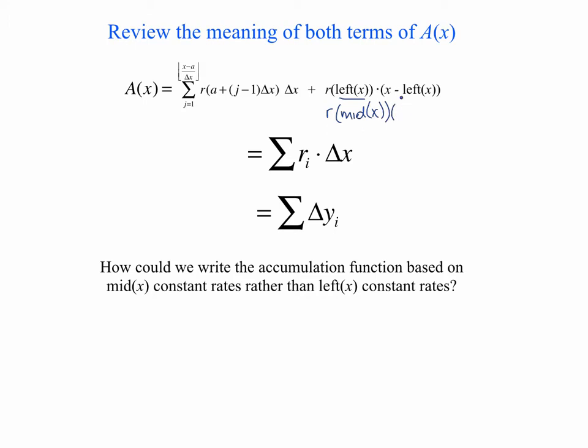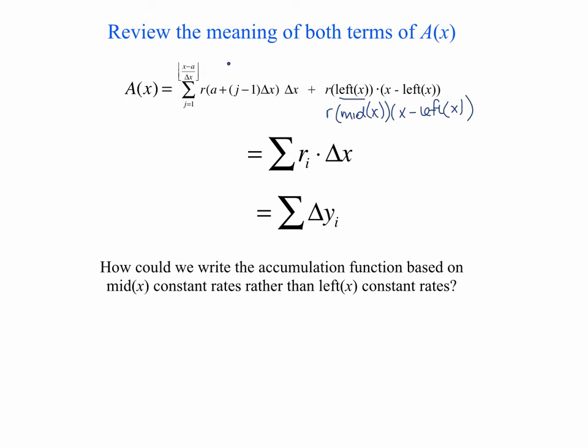Do I need to change anything in these parentheses? Should I change it to be x minus mid x? I'm hearing a yes and a no. Who wants to argue for their position? Great. Remember, this is a rate times a change in x. And the change in x in the last interval still has to start at the beginning of the interval. So it has to go from left of x to current x. So that is our new second term.